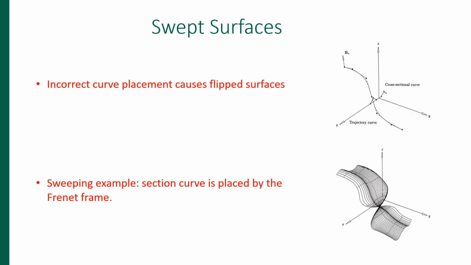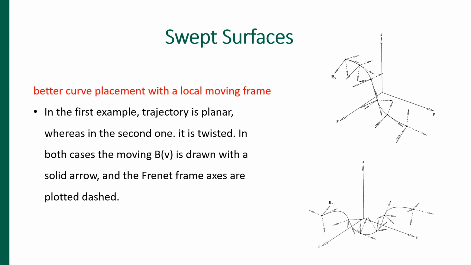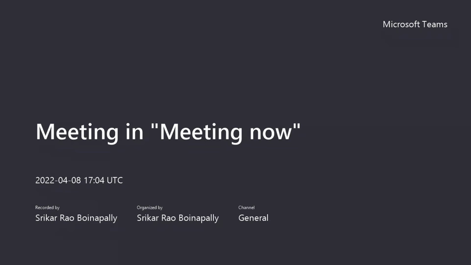Swept surfaces. Incorrect curve placements cause flip surfaces. Sweeping example. Section curve is placed by Frenet frame. This slide shows the better curve placement with a local moving frame. In the first example, the trajectory is planar, whereas in the second one, it is twisted. In both cases, the moving frame is drawn with solid arrows, and the Frenet frame axes are plotted dashed.